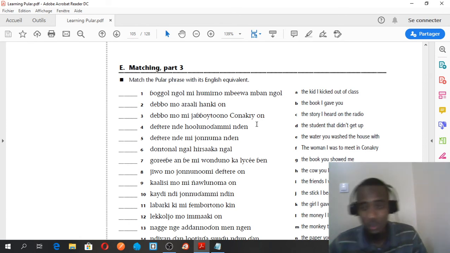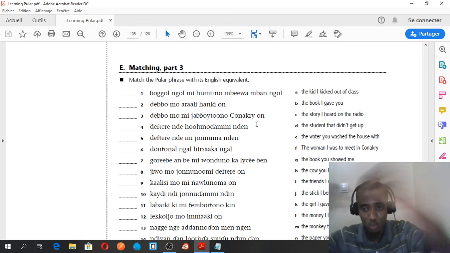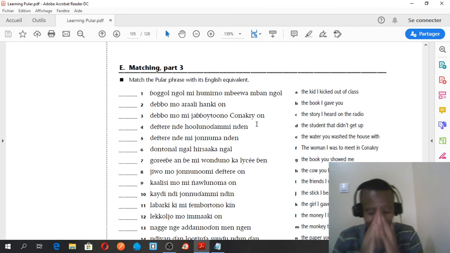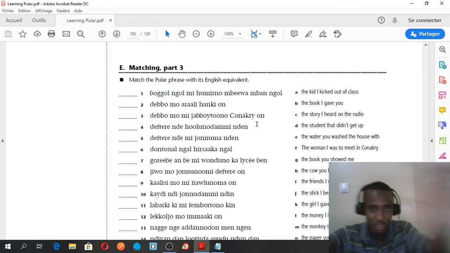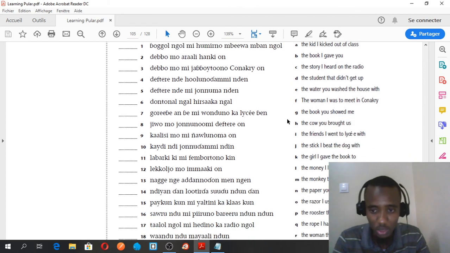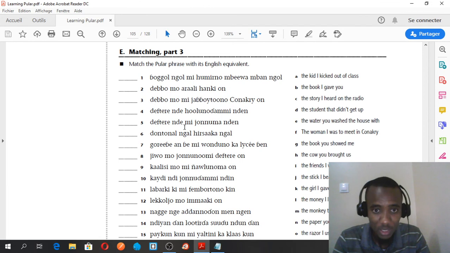Jabagol means to welcome someone, like when your dad comes home at night, your children jabagol you. They go to welcome you, to hug you and so on. That's called jabagol. Deftere de holunon ami deng. Deftere ne mi jonnuma den dontonal ngal hirsaka ngal. What does dontonal mean? It has to do with chicken, so guess it.